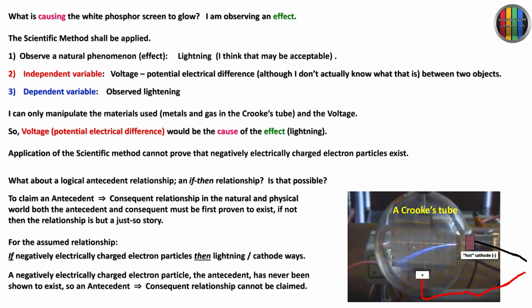What about a logical antecedent relationship, an if-then relationship? Is that possible? To claim an antecedent, consequent relationship in the natural and physical world, both the antecedent and consequent must be first proven to exist. If not, then the relationship is but a just-so story. For the assumed relationship, if negatively electrically charged electron particles then lightning, cathode rays. A negatively electrically charged electron particle, the antecedent, has never been shown to exist, so an antecedent, consequent relationship cannot be claimed.